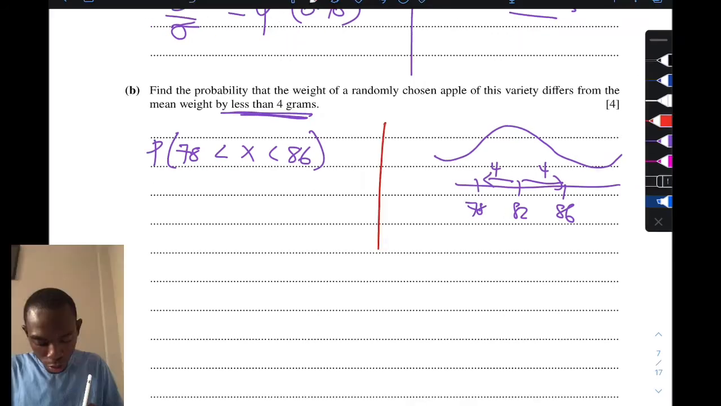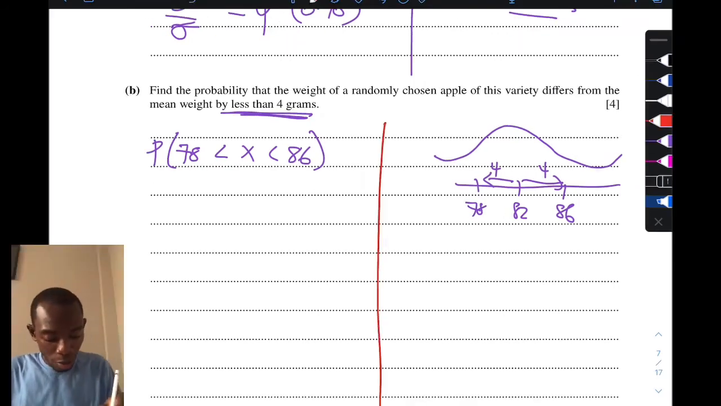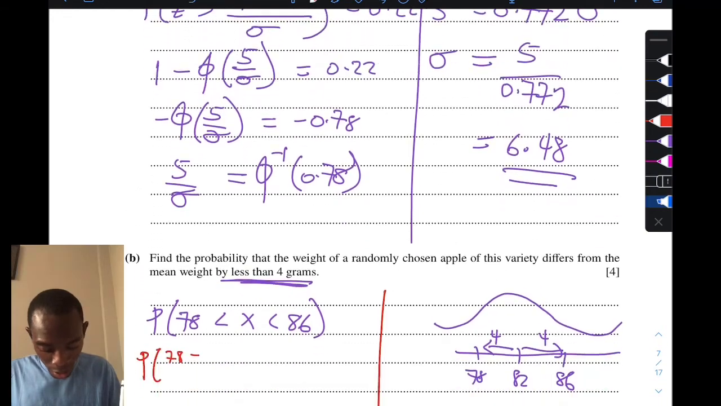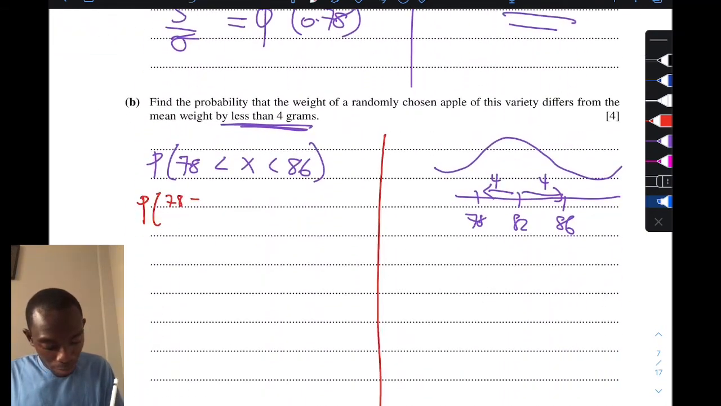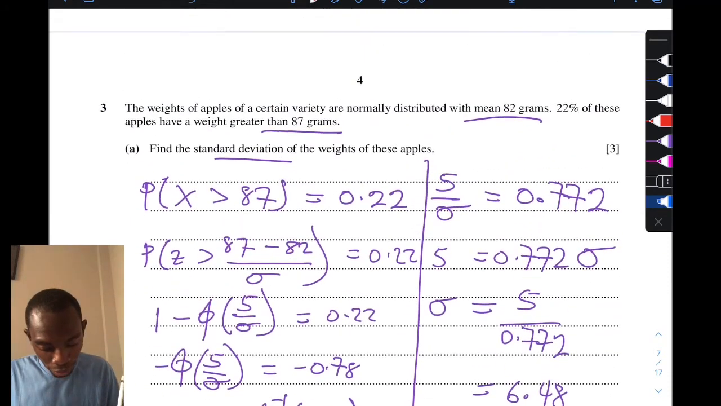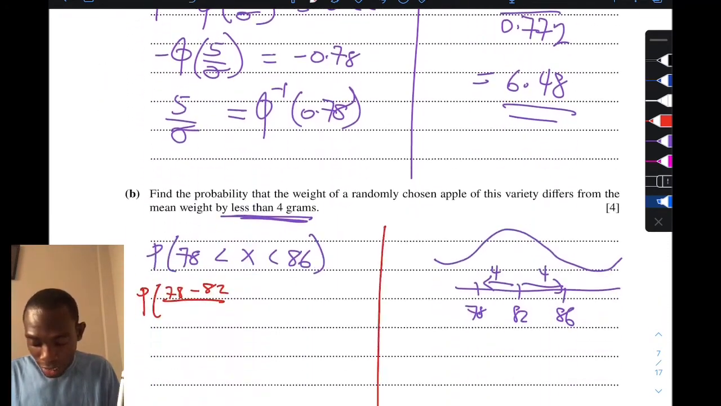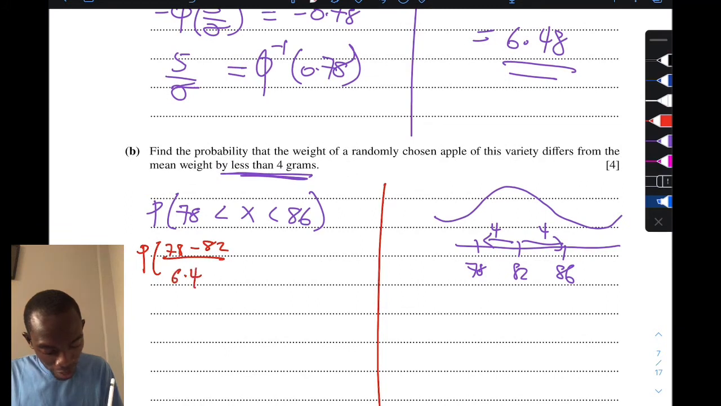Okay, I want you to have options, so let's do it in 2 ways. The first one is when you want to go with this same approach, so you end up having to standardize it, and the mean, they told us is 82. So I have 82 over a standard deviation of, we found that that's 6.48. Okay, z is less than 86 minus 82 over this particular standard deviation.